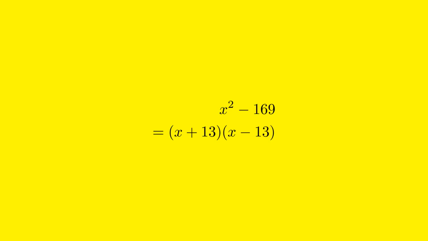Step 2. In step 1, we factored x squared minus 169 using the difference of squares formula, rewriting it as x plus 13 times x minus 13. Now, we recognize that this factored form, x plus 13 times x minus 13, is already the simplest form. Thus, the final simplified solution to the problem x squared minus 169 is x plus 13 times x minus 13.